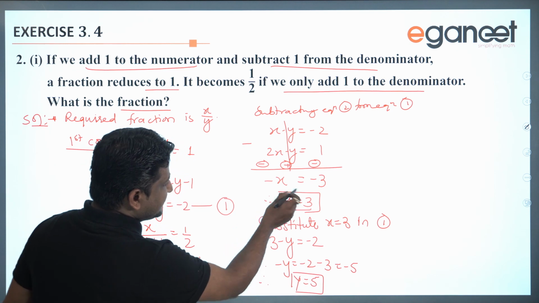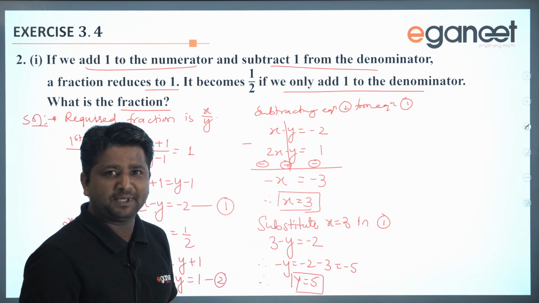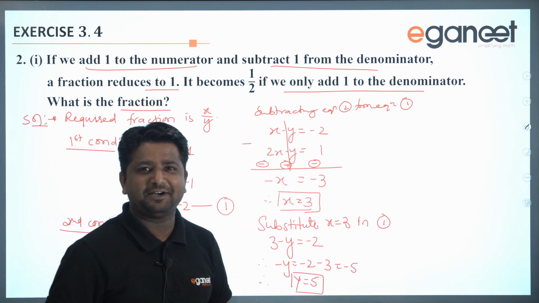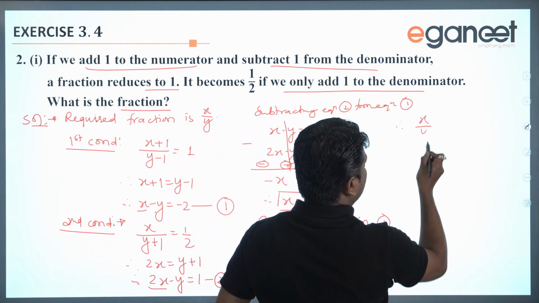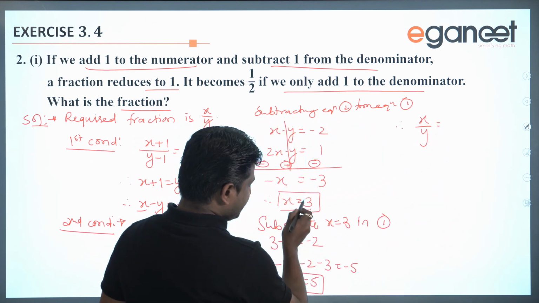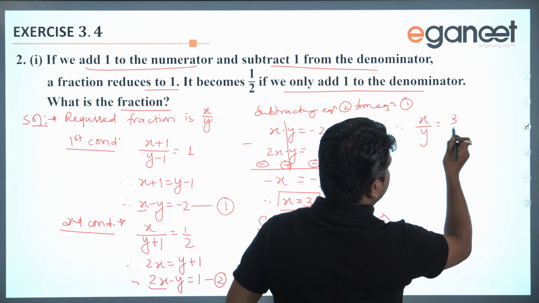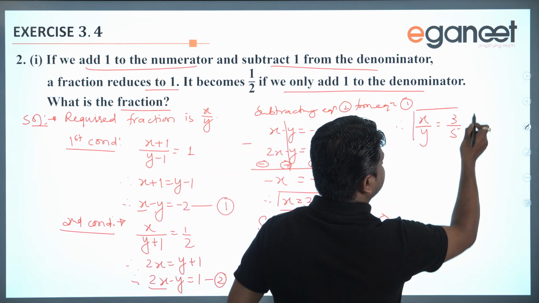So x is the numerator and y is the denominator, right? So what is the required fraction? The required fraction, that is x upon y, will be equal to 3 upon 5, since x is 3 and y is 5. So this is our answer, right?